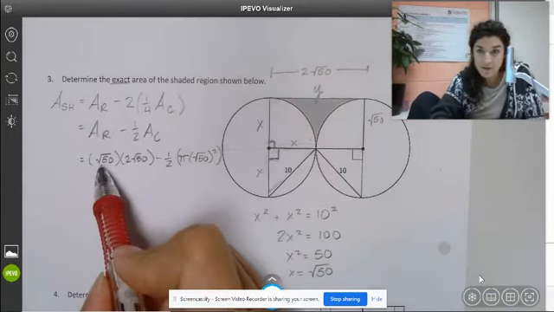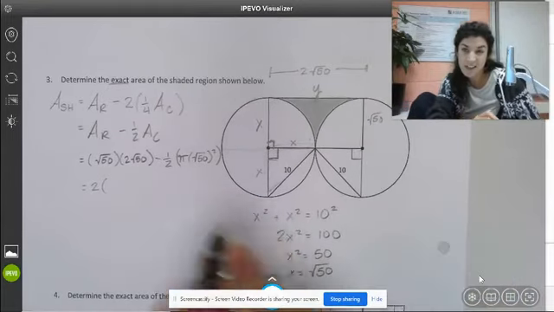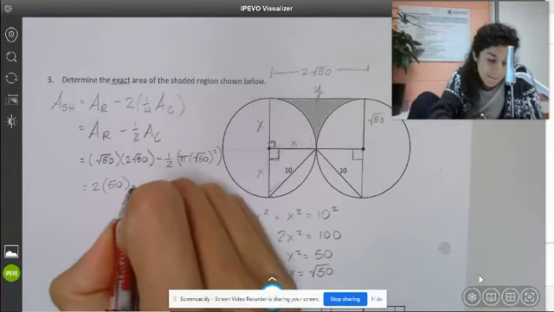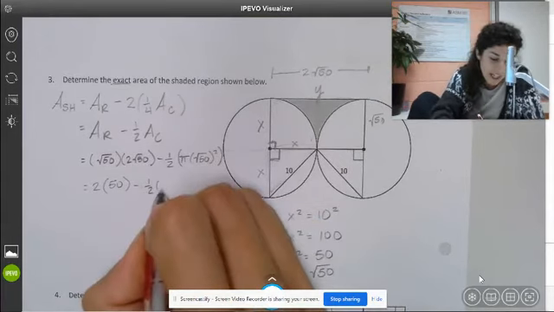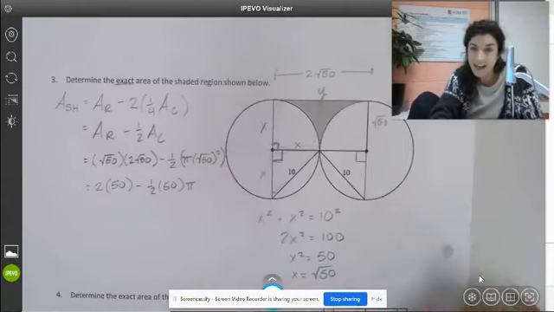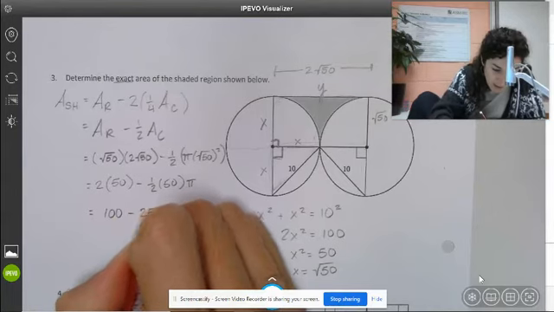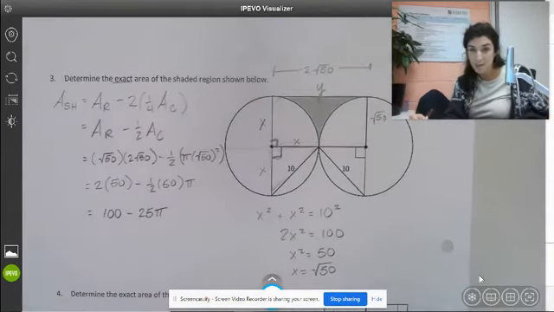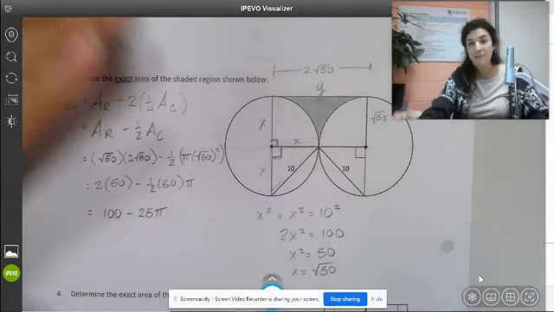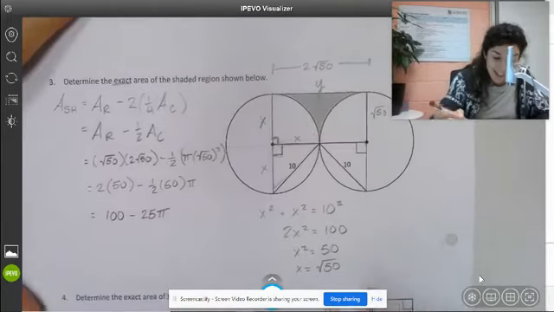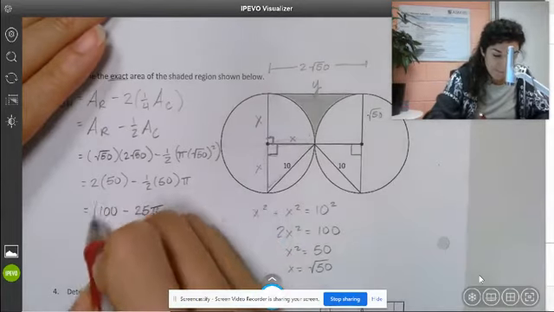So the square root of 50 times 2 times the square root of 50 is going to be 2 times, and the square root of 50 times the square root of 50 is 50, minus 1/2. The square root of 50 squared is 50, and then we have pi at the end there. So that ends up being 100 minus 25 pi. And then these guys cannot combine because 100 does not have pi in it. We can't multiply pi out because then it wouldn't be exact anymore. So this is our exact answer. It does not tell us units, so we won't give units back.